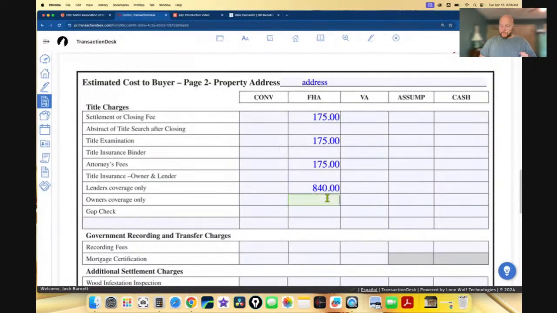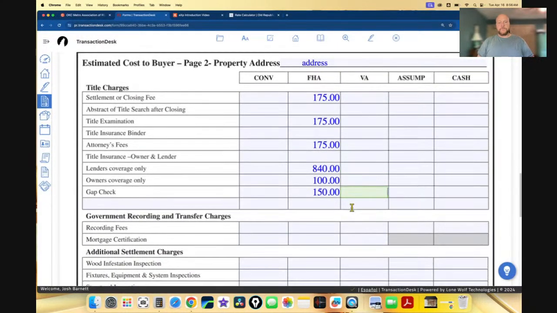And then owner's coverage, I'm going to put $100. A lot of people are like, oh, it's only $50. Guys, rates have been going up. I'd rather overestimate an estimated cost to buyer than underestimate an estimated cost to buyer. So those are your title fees right there. Closing fee, exam fee, attorney fee, insurance, owner's coverage, and gap check. This is the buyer estimated cost sheet in Oklahoma.